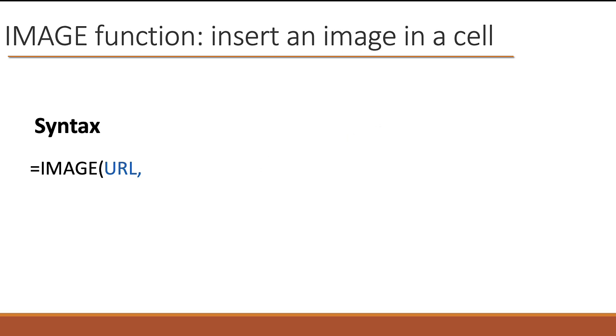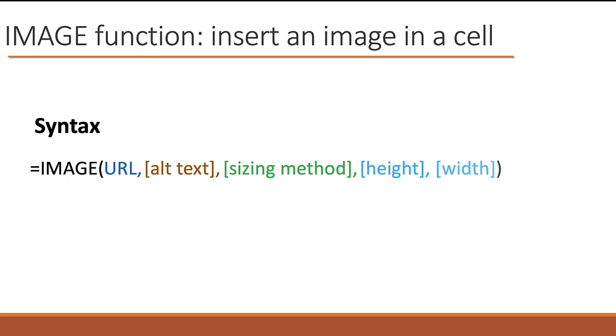So there are 5 more arguments that are optional, but you'll probably want to use them. There's alt text in case the image goes missing, and then there's the sizing method, which I'll talk about in detail in a moment, and then there's the height and width. And no, I didn't make a mistake. For some reason, this function puts the height before the width, which of course is not a standard thing to do. I don't know if Microsoft is going to fix that or not.